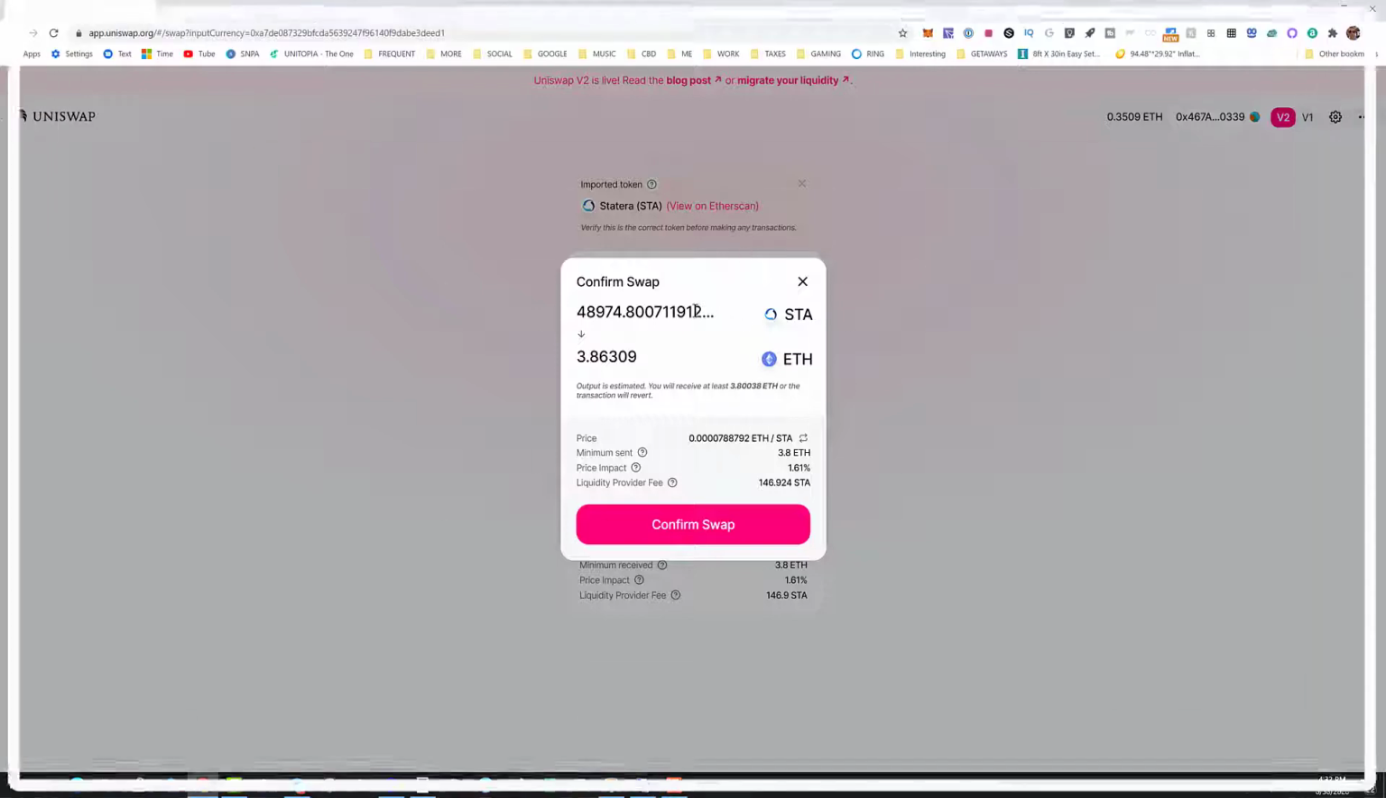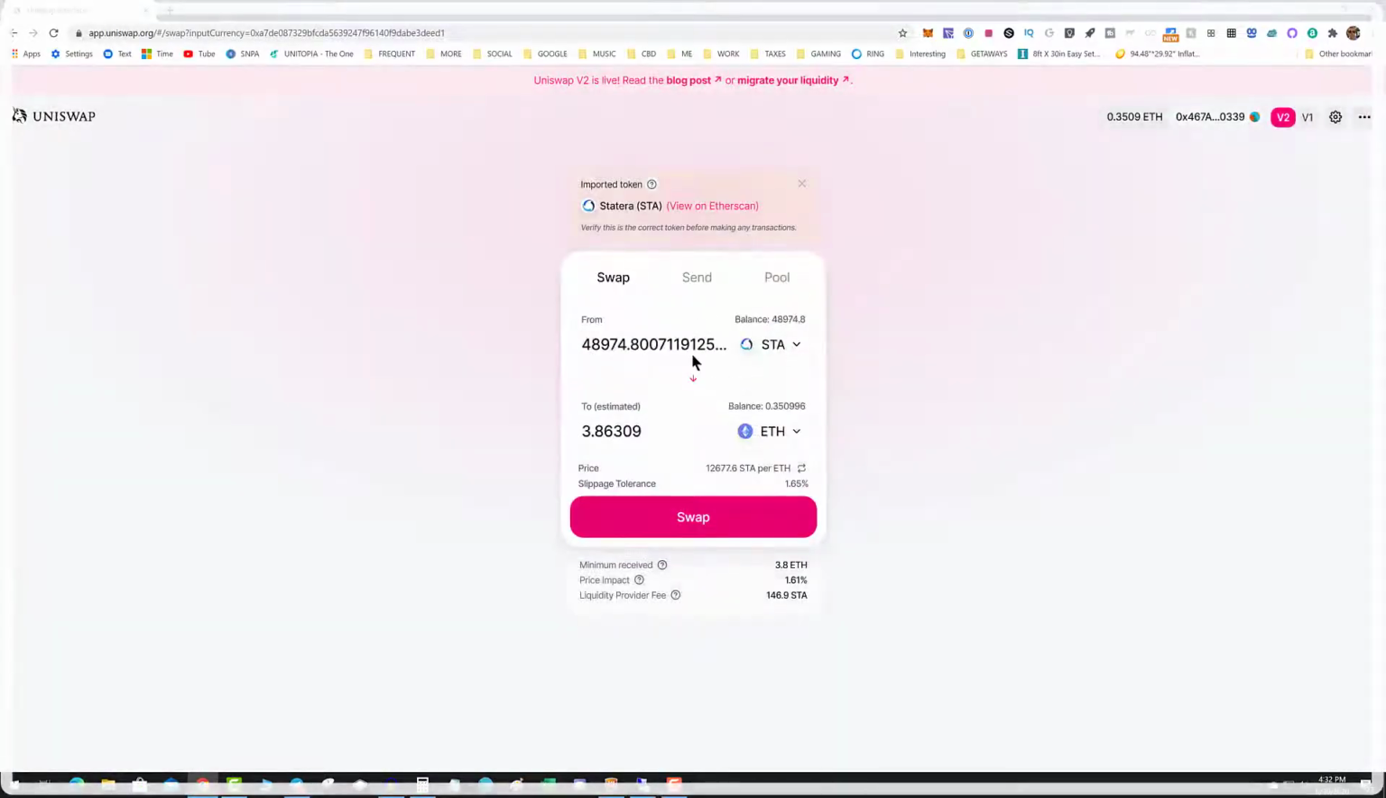First and foremost, you want to limit the size of your order. So if I know that this is going to have a price impact that's really high, I'm just going to limit. I'm going to sell 10,000.